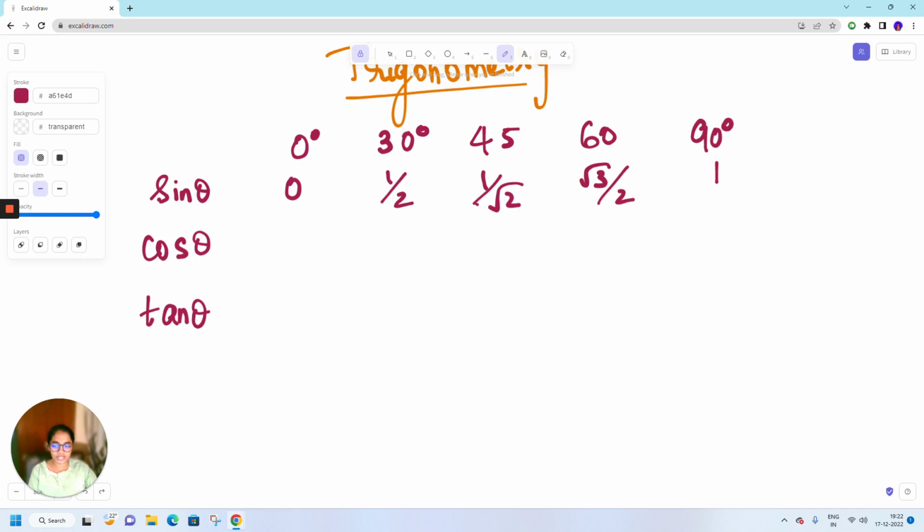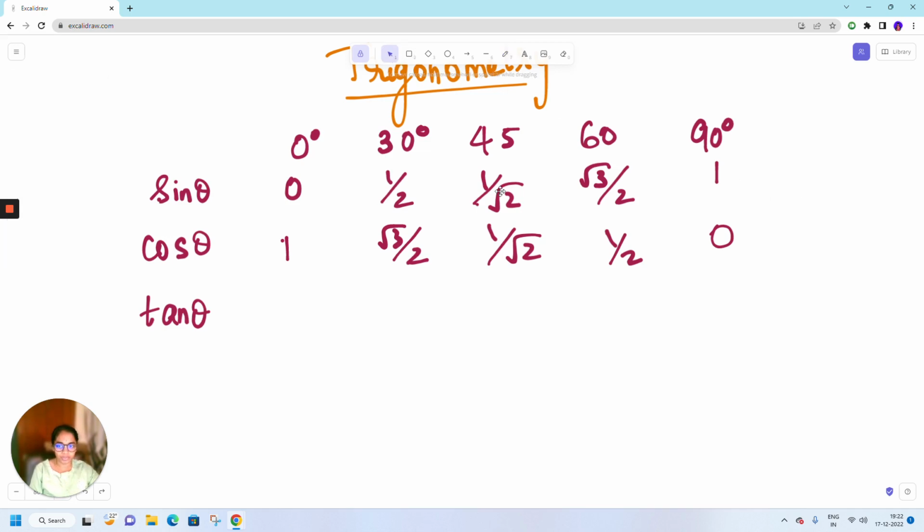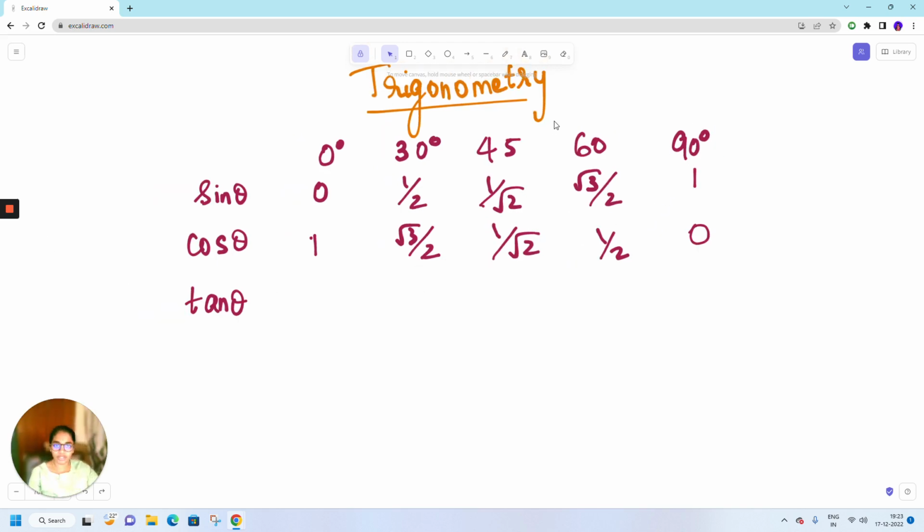What is cos 0 degree? It is 1. This would be root 3 by 2. This is 1 by root 2. This is half and this is 0. So basically, after writing sine, all the values, you can flip it and write it. So cos 0 is 1, as you can observe. Cos 90 is 0. Sine 30 degrees is 1 by 2, cos 60 degrees is half. So you can just flip it.